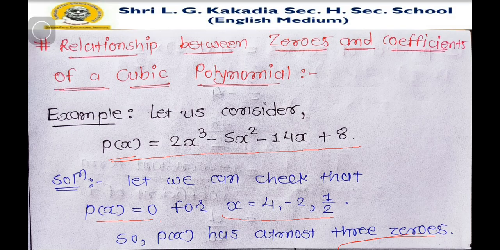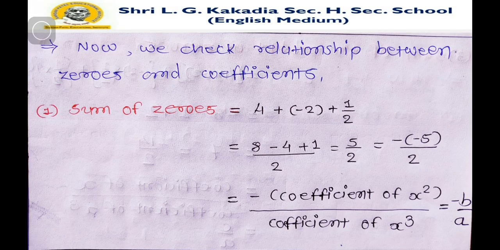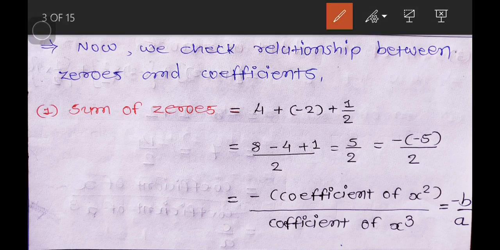Now we check the relationship between zeros and coefficients. We know that the values x equal to 4, minus 2 and half are zeros of the polynomial. So now we find a relationship between these zeros. The first relationship is the sum of zeros. So now we do the summation of the given zeros.